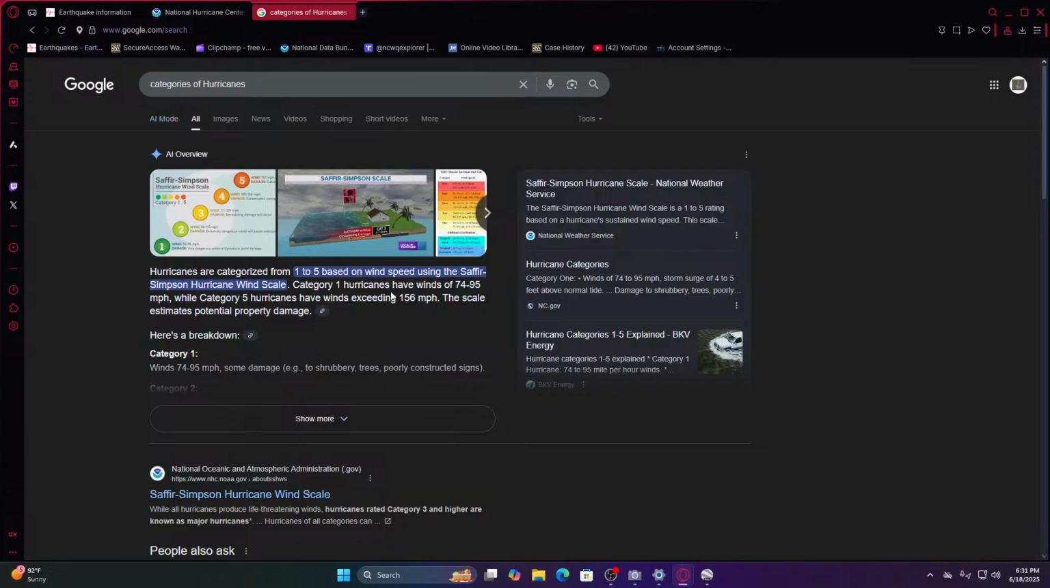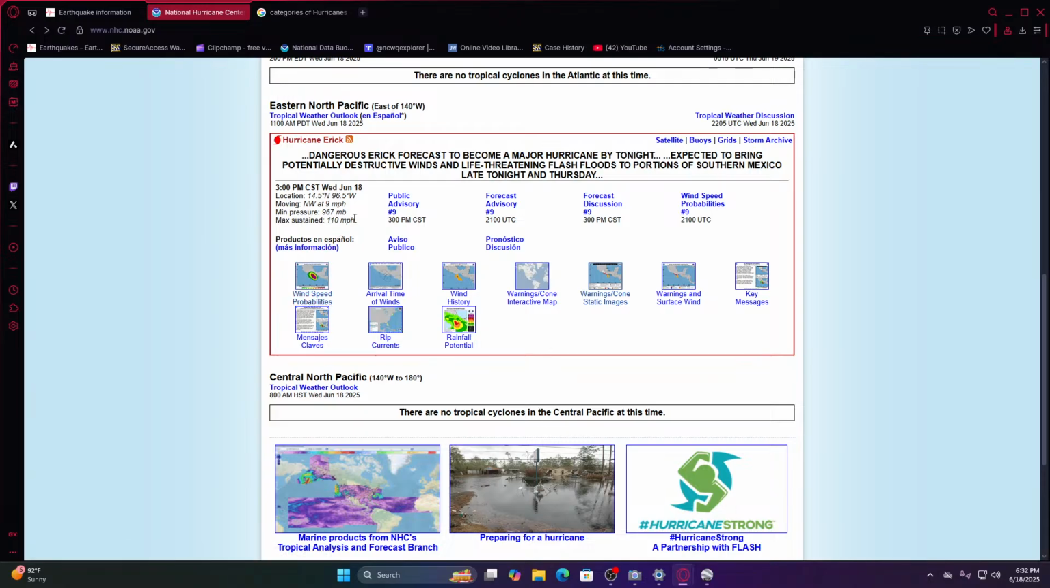Hurricanes are categorized from a 1 to 5 based on wind speed using the Saffir-Simpson hurricane wind scale. Category 1 hurricanes have winds of 74 to 95 miles per hour, while Category 5s have wind speeds exceeding 156 miles per hour. Now, this hurricane is already at, what did they say, 100 miles per hour? Well, almost 100. It's got wind speeds of 110. That's why it is going to be a probable Category 5 by the time that it makes it to land.